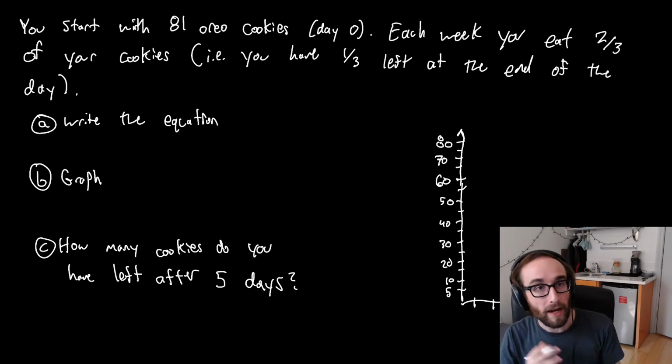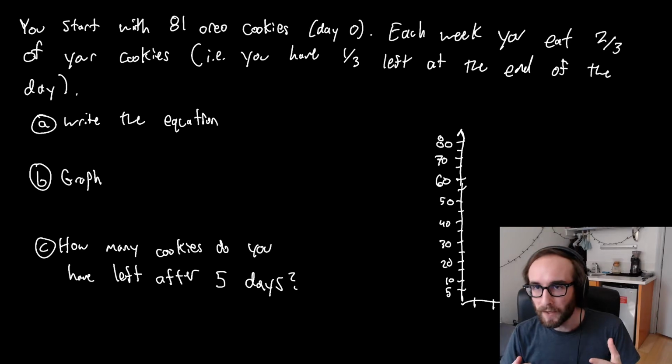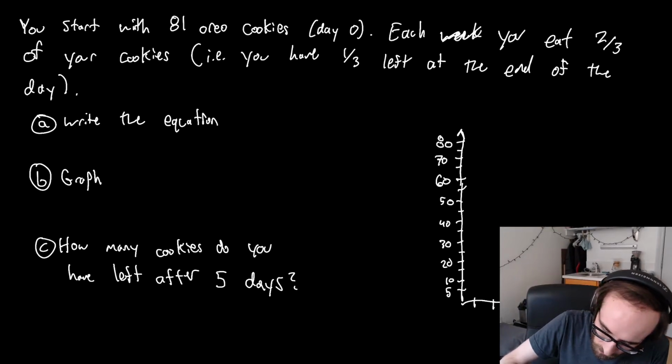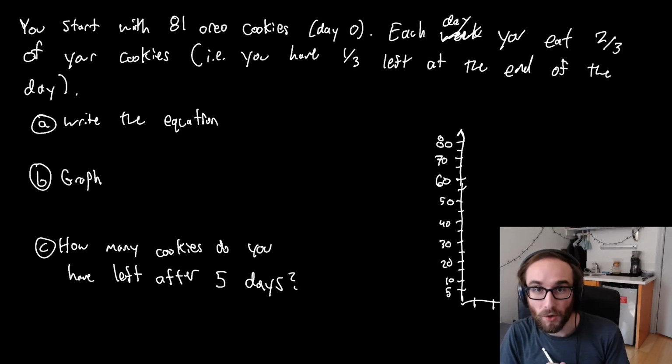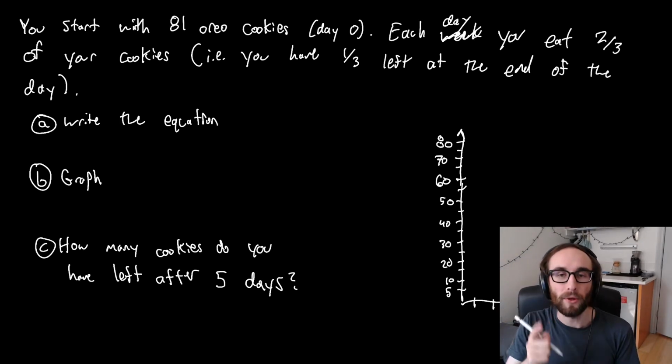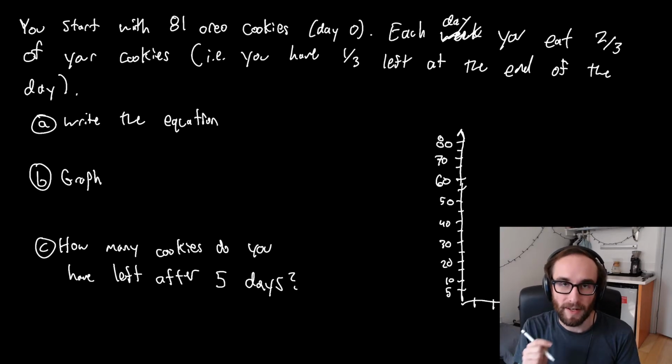Okay, let's take a look at a practice problem. Here we start with 81 Oreo cookies on day 0. Let's say each day, you eat 2/3 of your cookies. In other words, you have 1/3 left of your cookies at the end of the day.